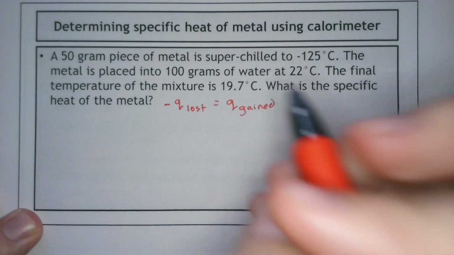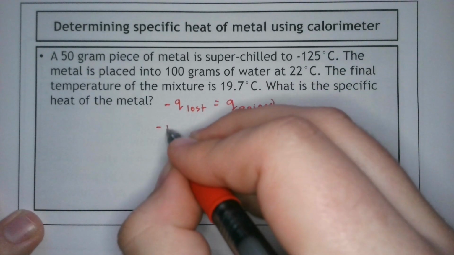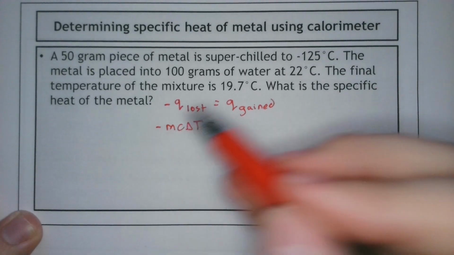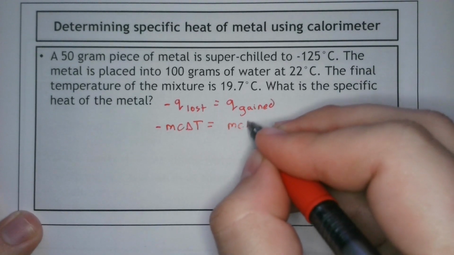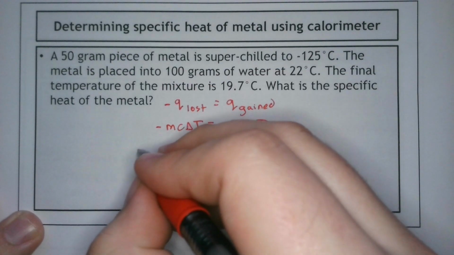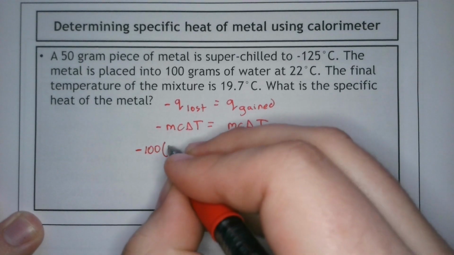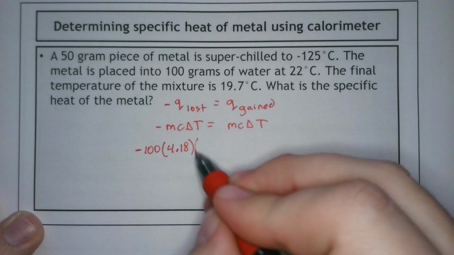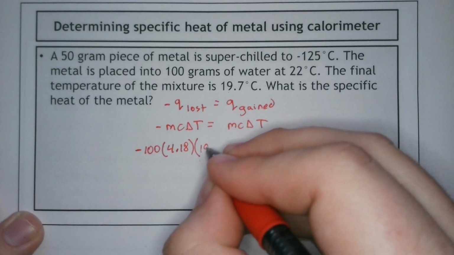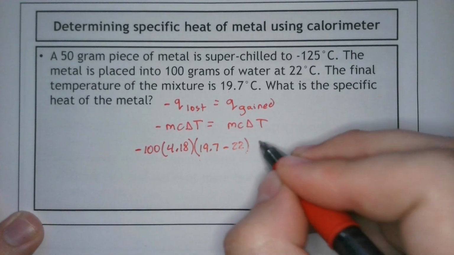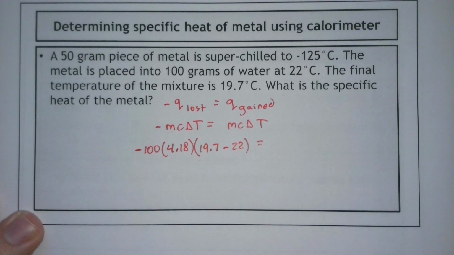So my Q equals MCAT is what I'm going to do in the next step. So I'll have a negative MCAT. This Q equals MCAT, and I made them both negative, equals regular MCAT. So over here, I'll use all my water information. Negative 100. Specific heat of water is known at 4.18. The change in temperature here goes from 19.7, the final temperature, minus initial, which is 22. And since it cooled down, this should be a negative number, which it will be.